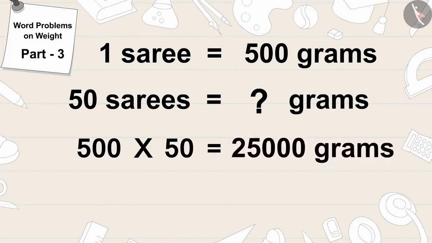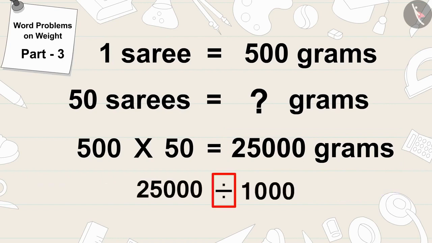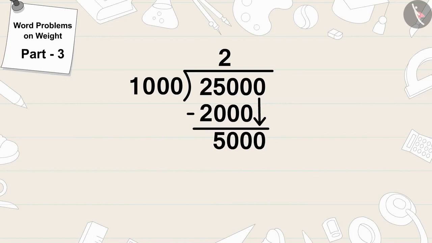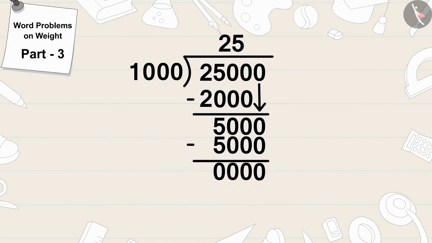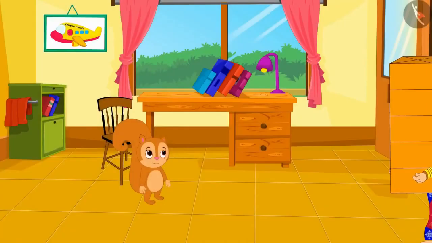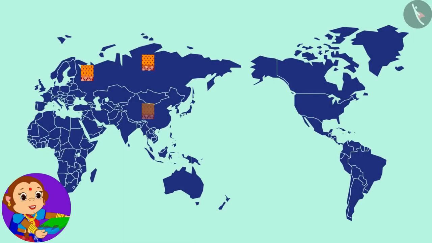25,000 grams. Now, what will we do to express it in kilograms? Exactly. We will divide 25,000 by 1,000. 25,000 divided by 1,000 is 25. In this way, the total weight of 50 saris of Banno will be 25 kilograms. Banno sent parcels of 50 of her saris abroad, and Banno's saris became famous all over the world.